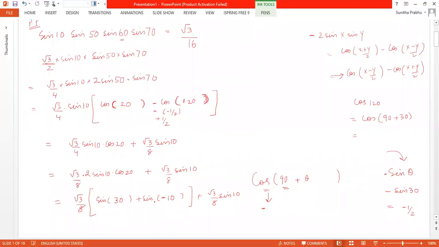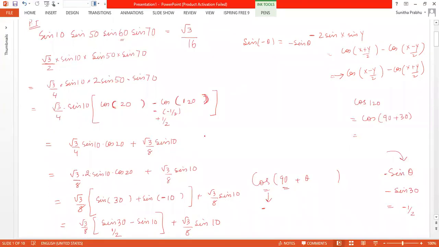Now, we know that sine of minus theta is minus sine theta. So you say root 3 by 8 into (sine 30 minus sine 10) plus root 3 by 8 sine 10. Then when you open the brackets, what is sine 30 again? Half, 1 by 2. So root 3 by 16, correct?